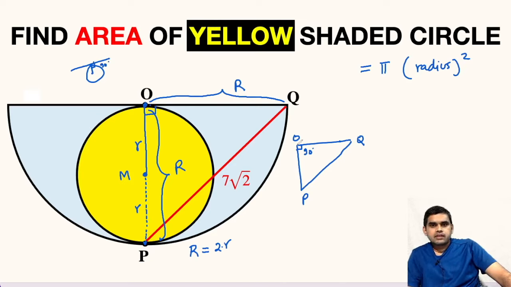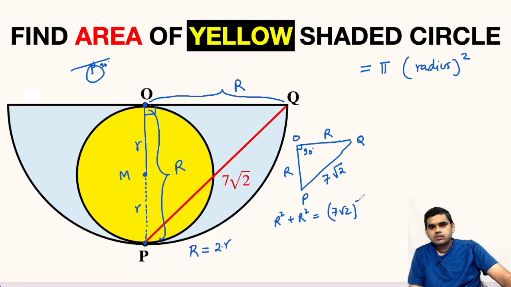OPQ, where OP will be capital R, OQ will be capital R, and PQ is given as 7 root 2. So we will apply the Pythagorean theorem here. So R square plus R square will be 7 root 2 whole square. So 2R square will be 49 times 2. We can divide both sides by 2. So R will be the square root of 49, that is 7 units.